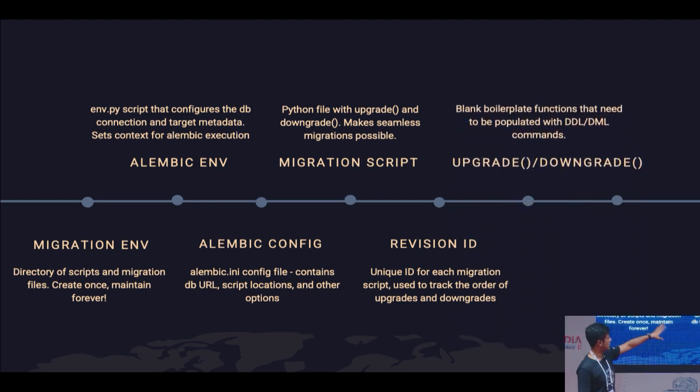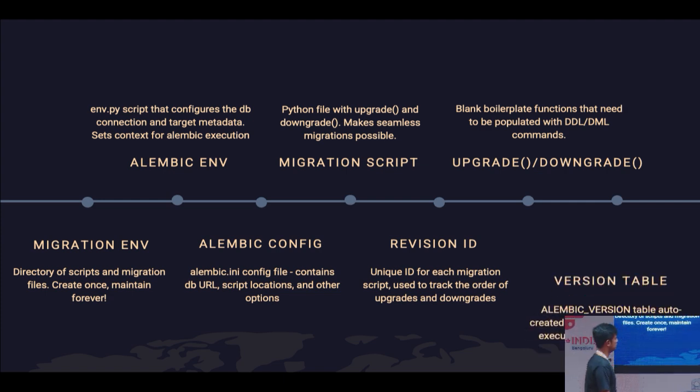Then comes the upgrade and downgrade function. That's also a part of the migration script that gets generated. Blank boilerplate functions, as I've written there, and we have to populate our DDL and DML. So instead of running the create table command directly on your database, you just paste the same command inside the upgrade function. That's the only change you're doing here.